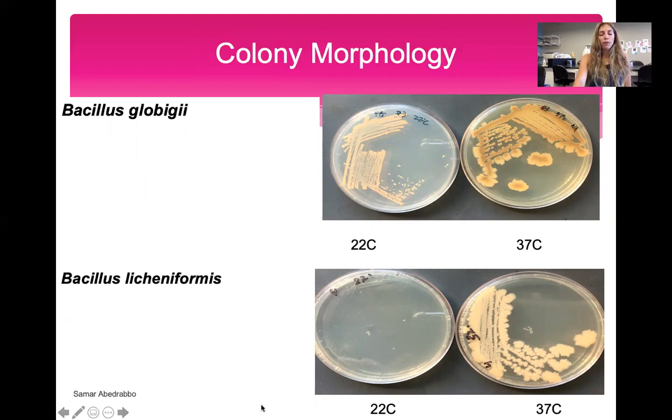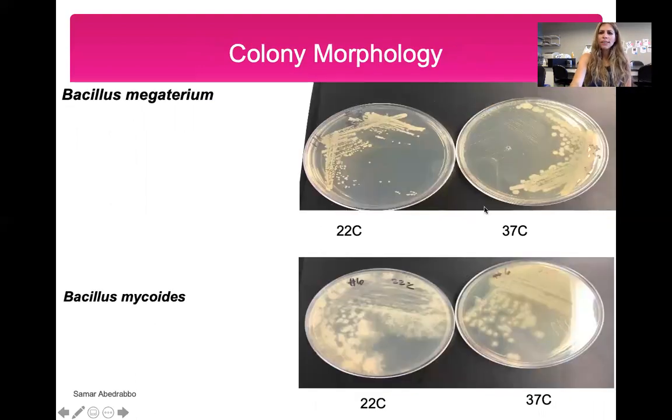Here's Bacillus licheniformis. We don't see any growth at 22 degrees Celsius, but the bacteria does grow at 37 degrees Celsius, and it forms these very big colonies. Here's Bacillus megaterium. It forms these nice round colonies, and it grows at both 22 degrees Celsius and 37 degrees Celsius, and I would just say they're white colonies.